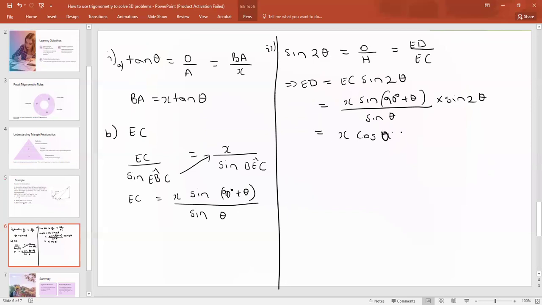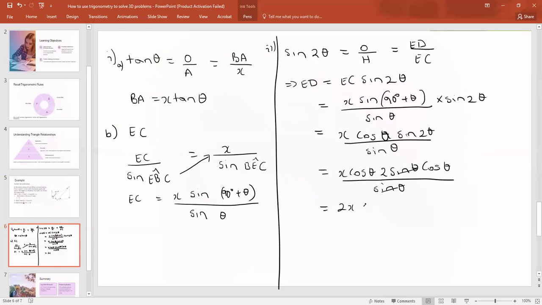This is equal to x times cosine of theta times sine 2 theta divided by sine theta. Remember our trigonometric identity for sine 2 theta, which gives x times cosine of theta times 2 sine theta cos theta divided by sine theta. This cancels, and the answer is 2x times cosine squared of theta. And this is what we have to prove. We are done with this part. What is the next question?